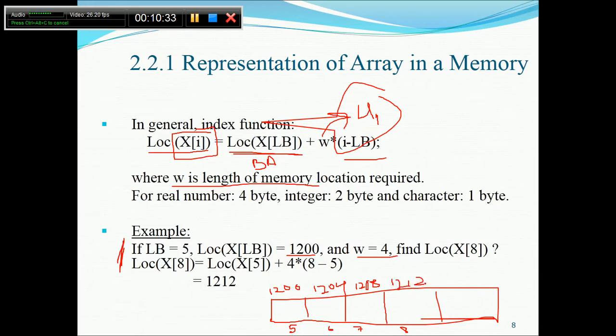Once it is 1212, this should be the answer I'm getting. It should be 1212. Okay, so that is the thing. So location of x, the 8th location, right? Location of x5, that is the base address, plus w. 8 is the index I'm looking for, the I value, and 5 is the lower bound. The answer is 1212, and we are still getting 1212. This means this formula works as a general formula.